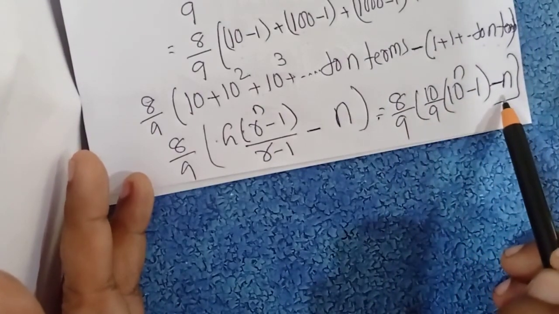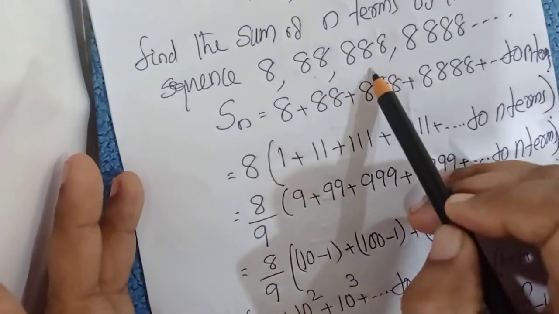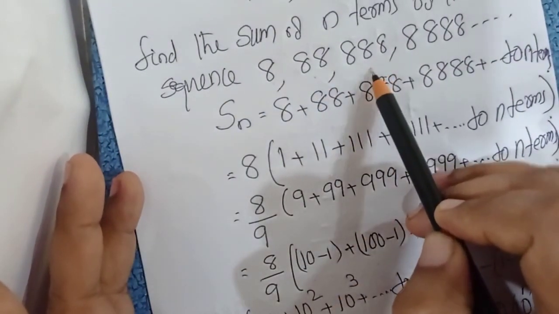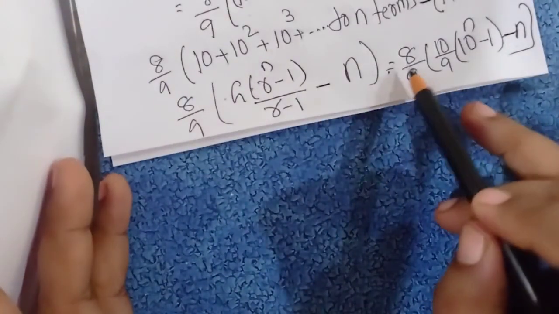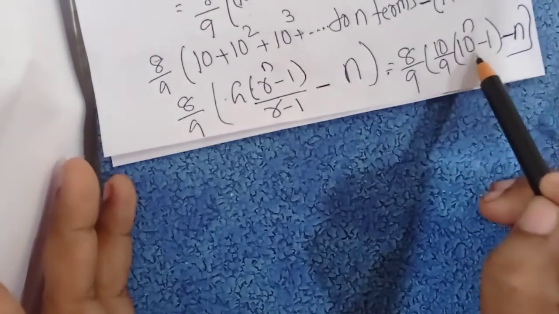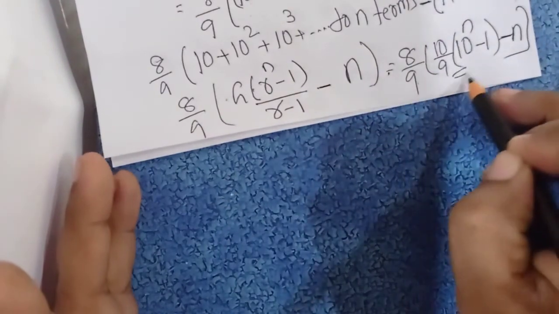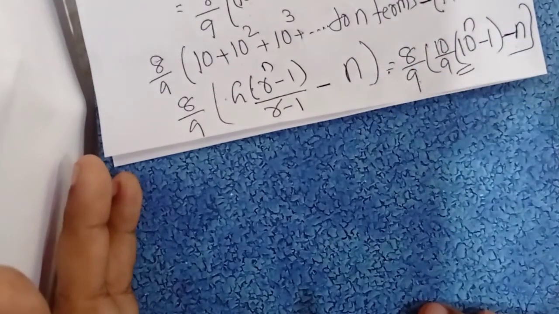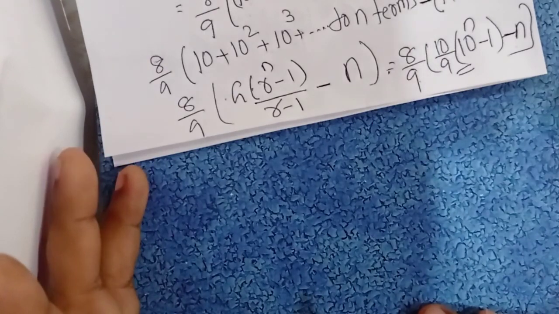Look here. The final answer is 8 by 9 into 10 by 9 into 10 raised to n minus 1, minus n. Suppose the question is 777. Then take 7 outside. Then the final answer is 7 by 9 into 10 by 9 into 10 raised to n minus 1, minus n. Okay. Only change the numbers. This question is very important. Study well.